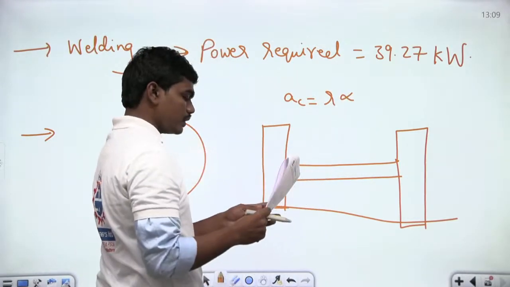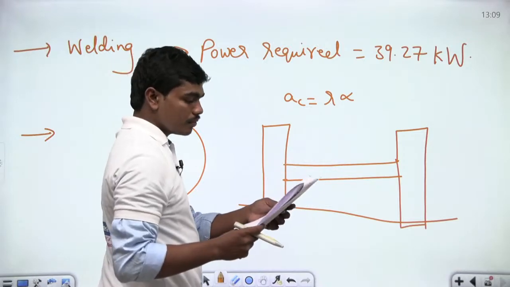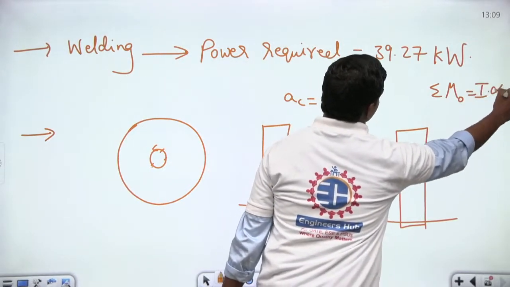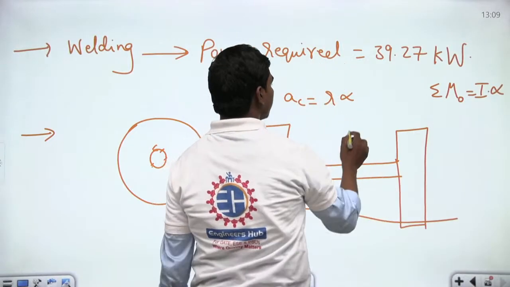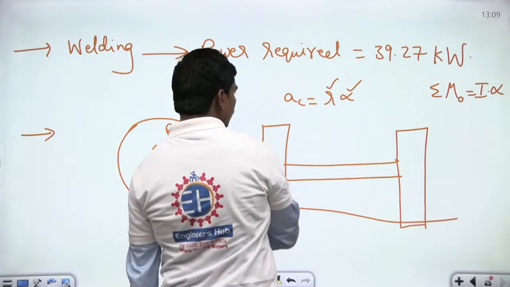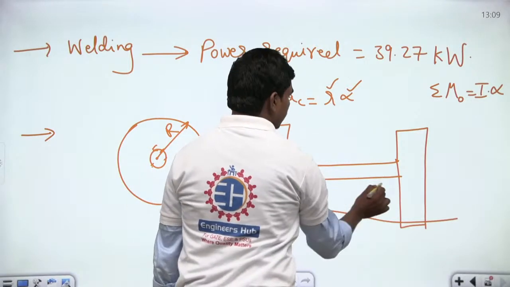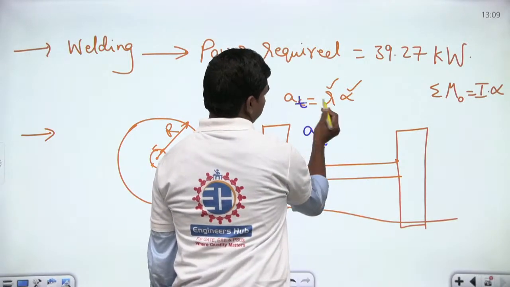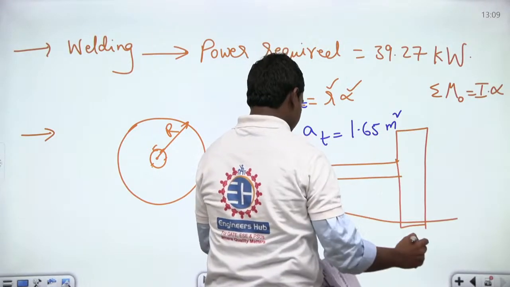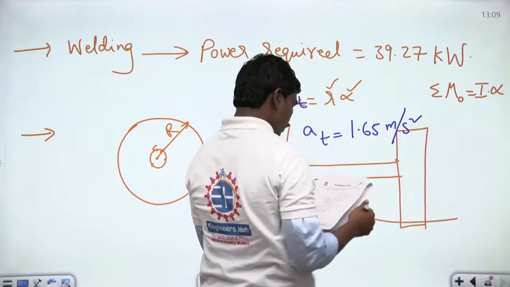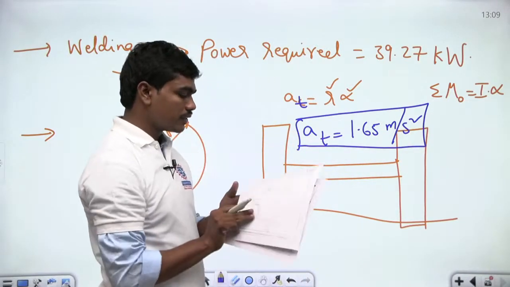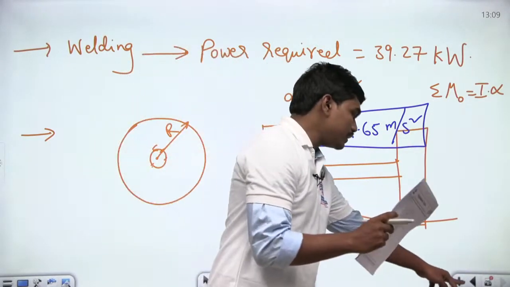We know that summation of moments is equal to moment of inertia into angular acceleration, so I alpha. From this you will get alpha, and you know what is the radius of the wheel. This is given already. So you'll get this tangential acceleration a_t, which is 1.65 meters per second square. Okay, 1.65 meters per second square. So this is what we have for this wheel axle question.